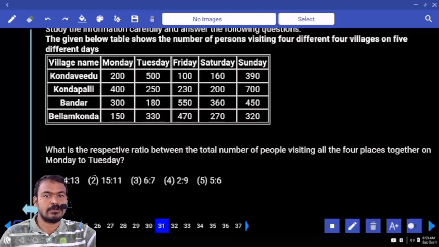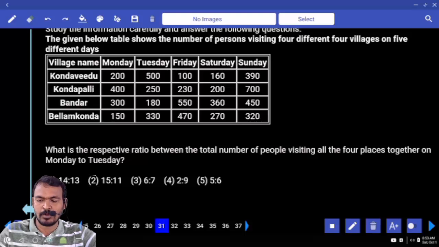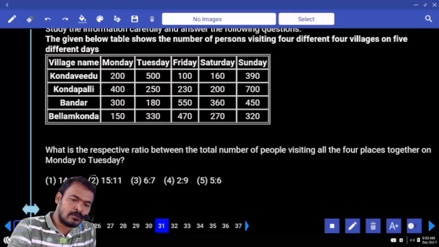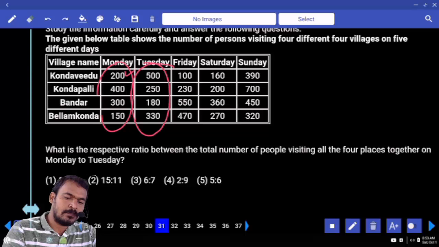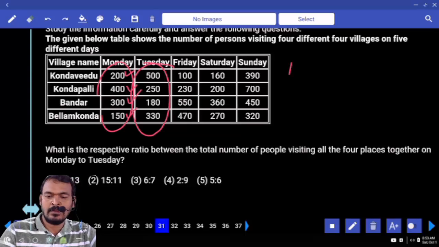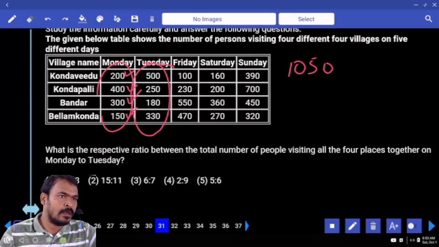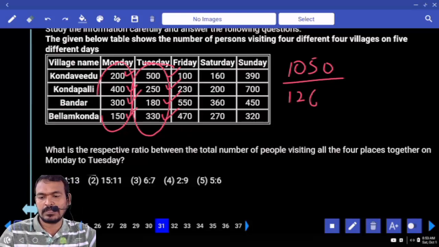What is the respective ratio between the total number of people visiting all the 4 places together on Monday to Tuesday? We need the total Monday value and the total Tuesday value. First, 200 plus 400 plus 300 plus 150 is 1050. Next, Tuesday: 500 plus 250, 750 plus 180, 930, plus 330 is 1260.